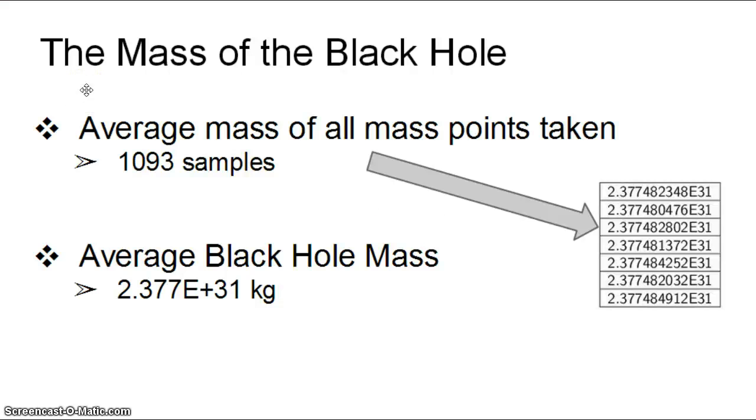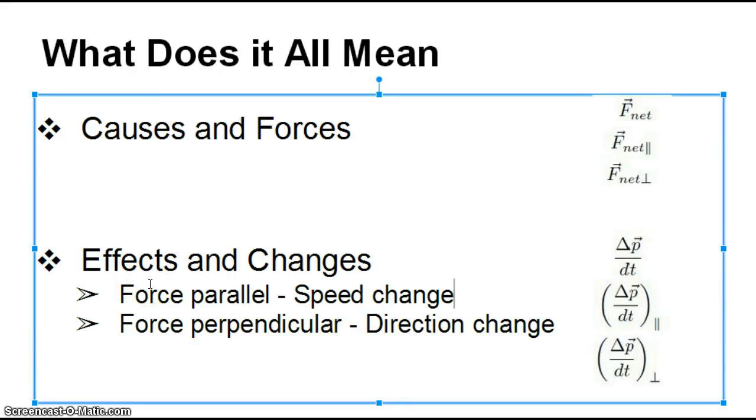The results of running the Python script and accumulating 1093 samples of the black hole mass resulted in a mass of 2.377 times 10 to the 31 kilograms. The force FNet caused by the black hole is the external force on the system that causes the star to change its behavior. The cause in this case is gravitational force and causes the momentum of the star to change.